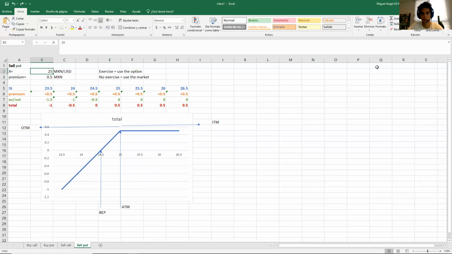Even in the presentation, we have all the graphs. I think there is a slide where I have all the graphs from buying, selling, put, call, and it will be helpful when you are doing your exam or your activities to have that next to you so you can double check if your graph is correct. So I think that will be everything about options.